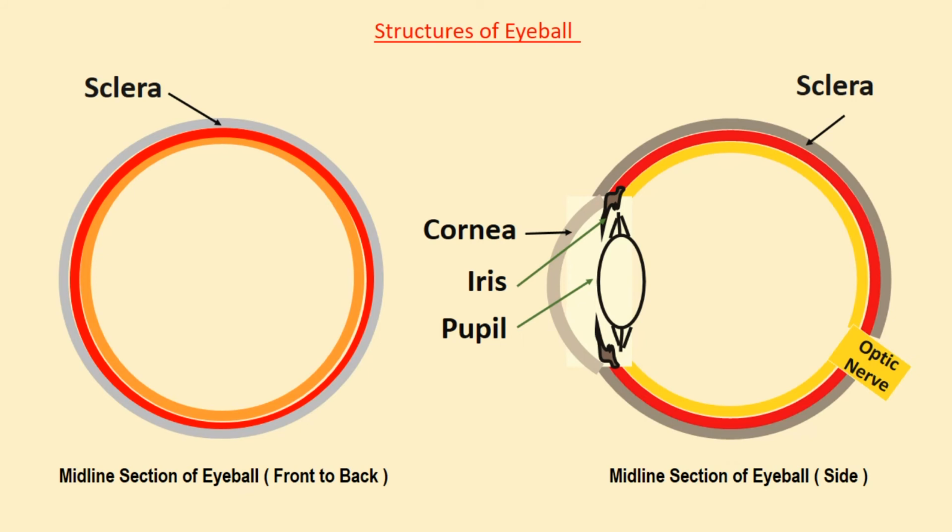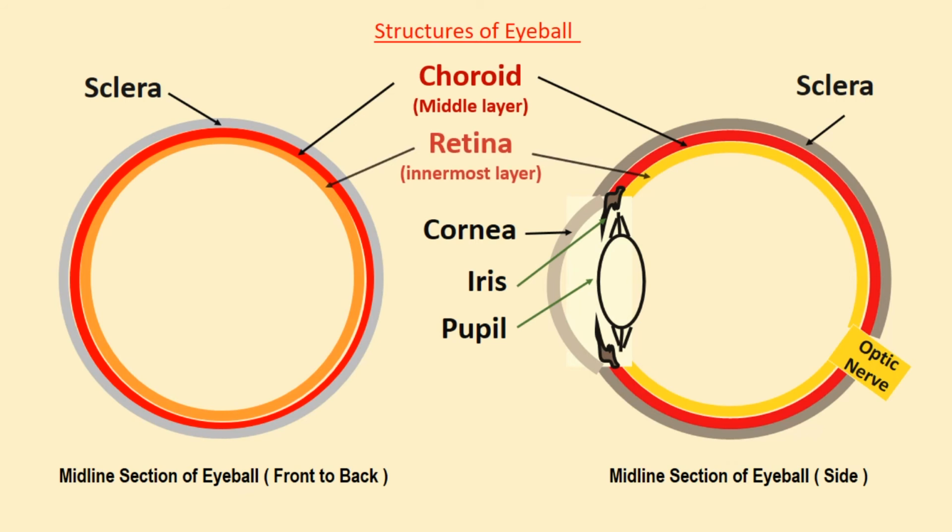The middle layer of the eyeball, drawn in red, is the choroid. The innermost or the third layer from outside, drawn in yellow, is the retina. The vertically oval structure that can be seen in the side section is the lens, and the large space at the middle of both sections is the vitreous cavity.